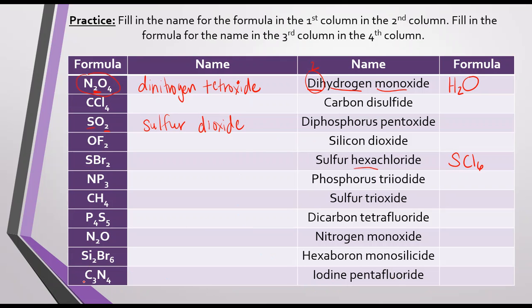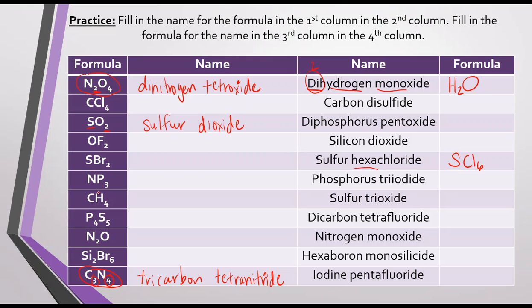Let's do this bottom one. What's that? What's the 3 going to be? Tricarbon, good. And then the 4 here would be tetranitride. Not too bad, right?